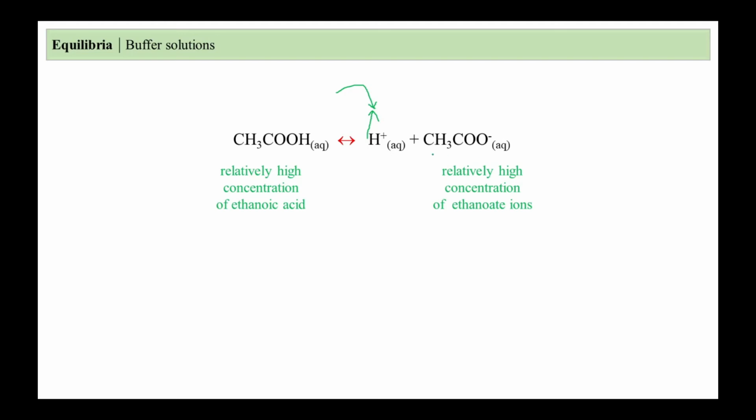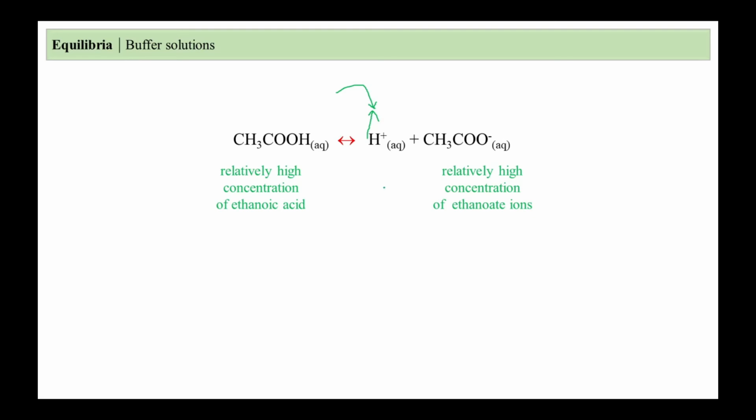Due to the large reserve supply of ethanoate ions, this will ensure that the concentration of the ethanoate ions in solution does not change significantly. And then by combining with the H plus ions to form the acid, the concentration of the H plus ions will decrease until the equilibrium is reestablished and the pH does not change significantly.